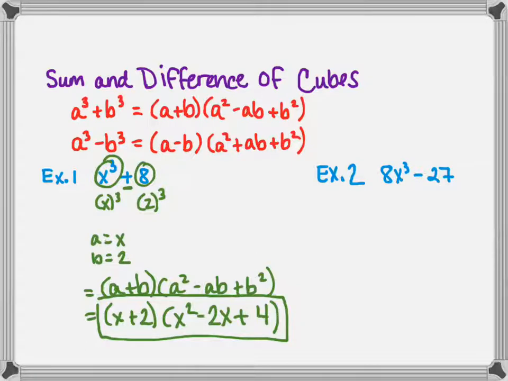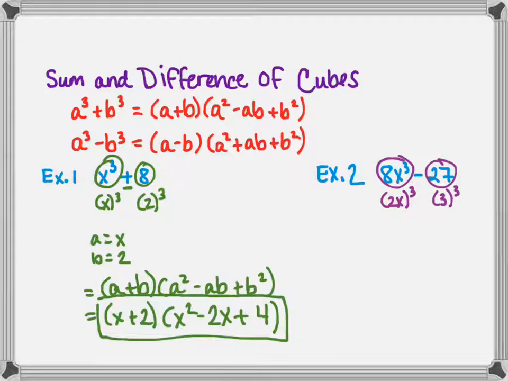Let's look at a second example. 8x cubed minus 27. Is there a greatest common factor we can factor out? No, but 8x cubed is a perfect cube. We can take 2x and cube it. 27 is a perfect cube. I can take 3 and cube it.